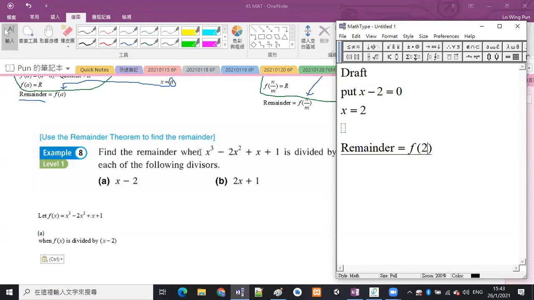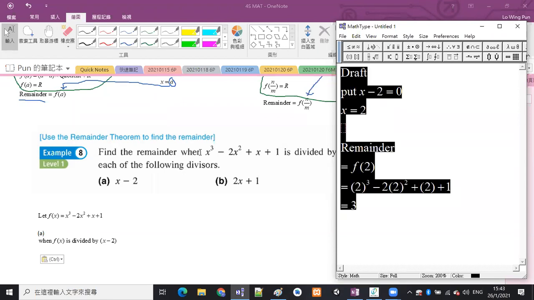Can you get this? But what is f(2)? What is the function f(x)? We have the formula, right? f(x) is x cubed minus 2x squared plus x plus 1. So f(2) should be 2 cubed minus 2 times 2 squared plus 2 plus 1. Okay? And that should be equal to 3. And that is the answer.